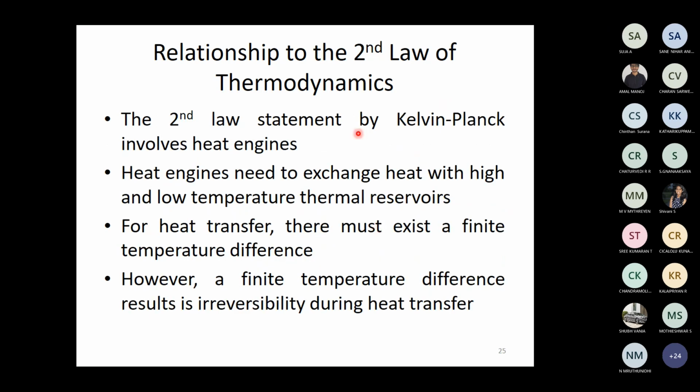Similarly, when we come to the second law of thermodynamics, we have two statements here. The second law statement by Kelvin-Planck involves heat engines. You all remember this: for a heat engine to produce work, it has to exchange heat with two reservoirs. This heat exchange is nothing but heat transfer. So heat engines need to exchange heat with high and low temperature reservoirs. Now how to exchange this heat? Again, thermodynamics is silent on this, but heat transfer tells us how to exchange heat.